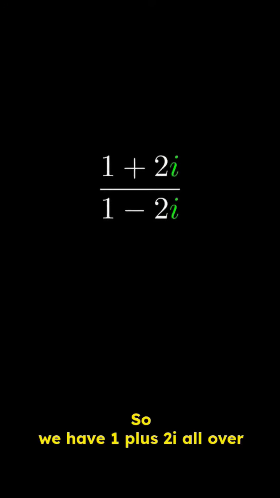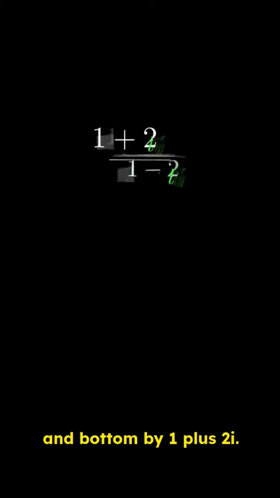So we have (1 + 2i) / (1 - 2i). So as you see, we are dividing two complex numbers. So the first thing that we're going to do is multiply by the conjugate of our denominator. As you see, our denominator is 1 - 2i, so we're going to multiply top and bottom by 1 + 2i.